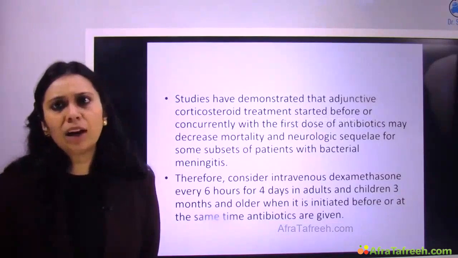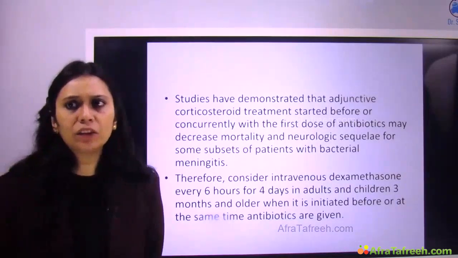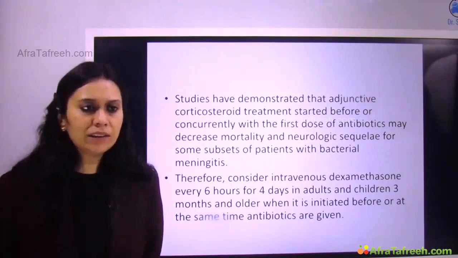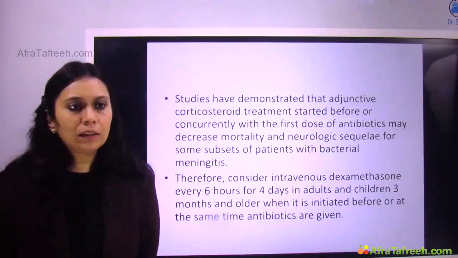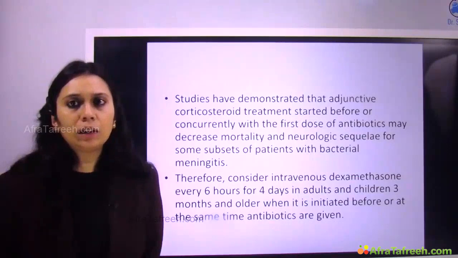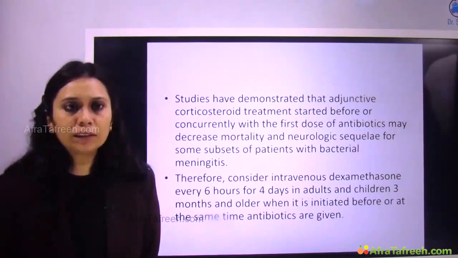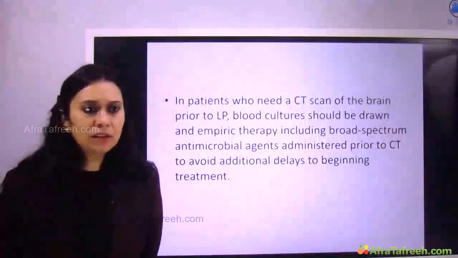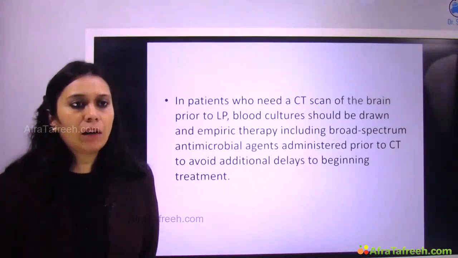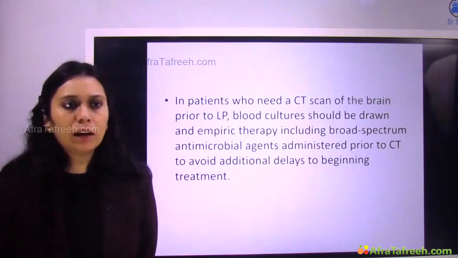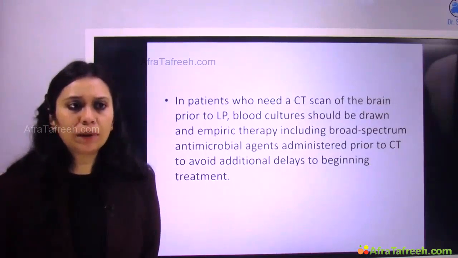So some patients benefit in the studies with adjunctive steroid, so it is preferable to give steroids in these patients, right? So consider intravenous dexamethasone every 6 hours for 4 days in adults and children 3 months and older, right? In a patient who needs a CT scan of the brain prior to LP, blood culture should also be drawn, right? Blood culture should also be drawn before giving empiric antibiotic therapy.